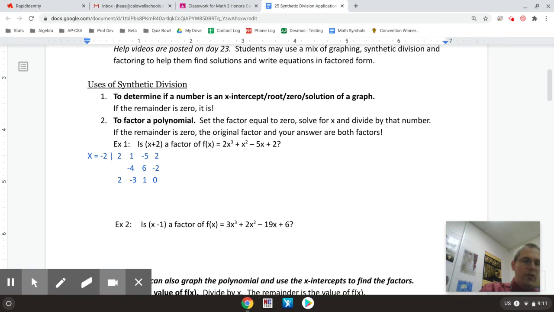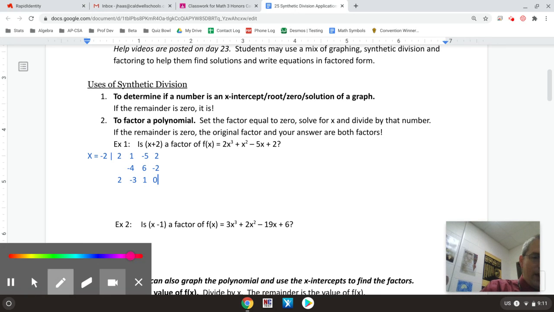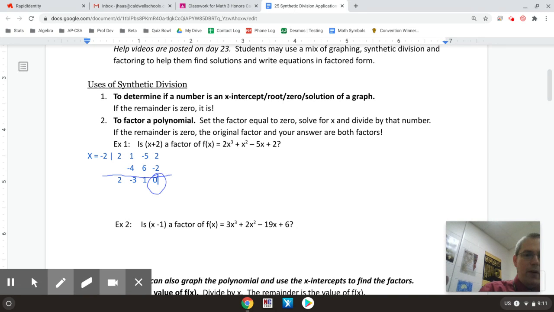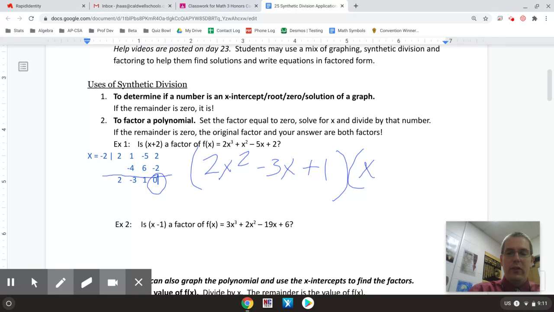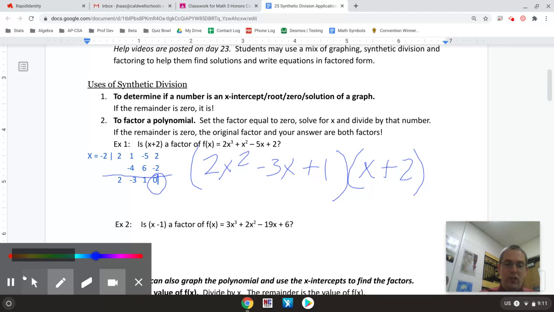What that remainder of zero tells you is that I do have a factor here, because anytime this remainder is zero, it tells me x plus 2 is a factor. And furthermore, I can say the 2x squared minus 3x plus 1 is a second factor. So it would be perfectly acceptable to factor that as 2x squared minus 3x plus 1 times x plus 2, because the remainder is zero. If the remainder was not zero, you could not factor it that way, but that's how you figure this out. Let's go ahead and give you a second to try the next one. You might want to pause the video and then we'll look at it together.